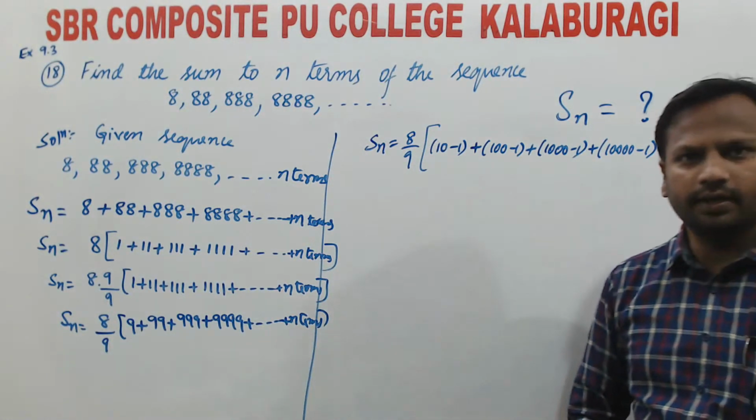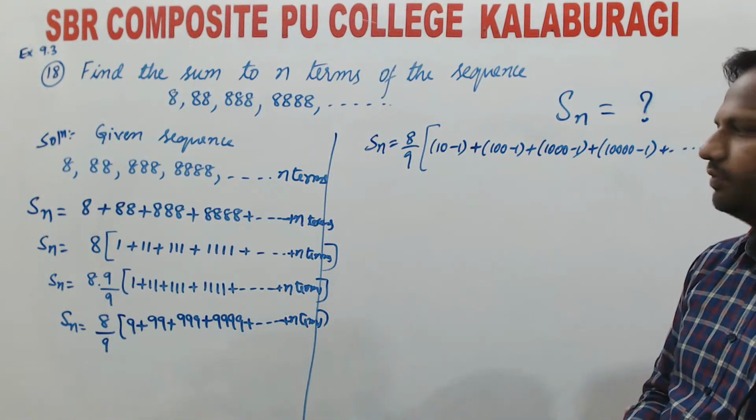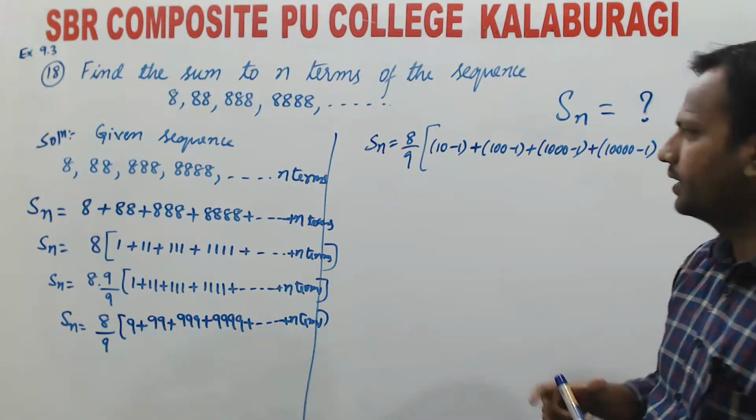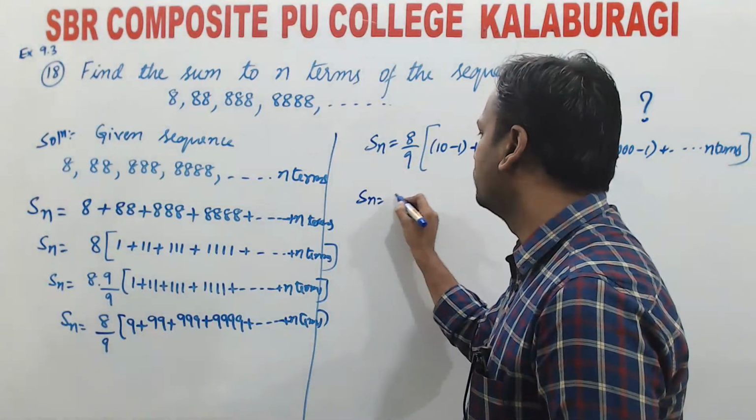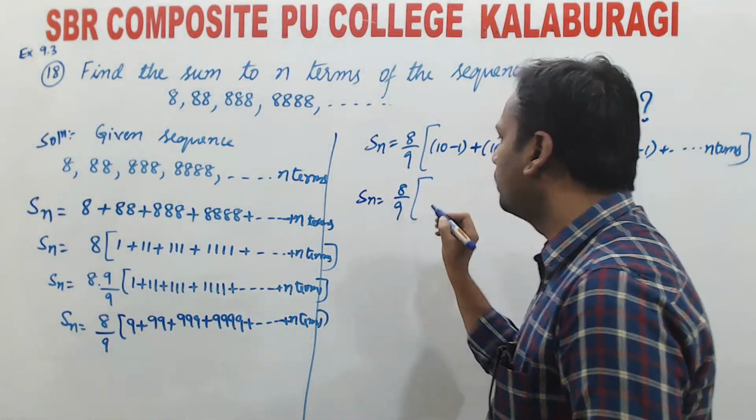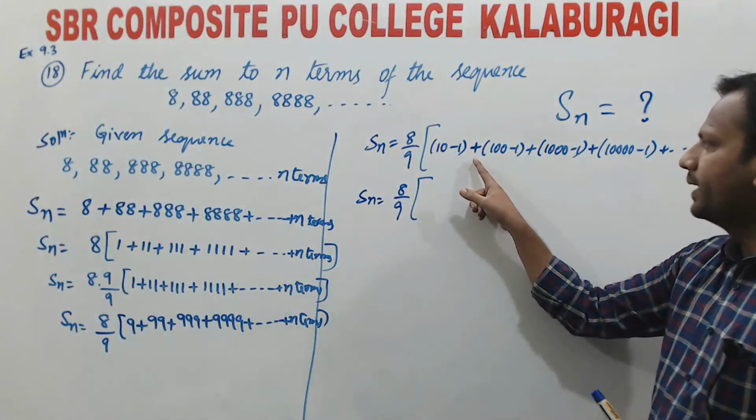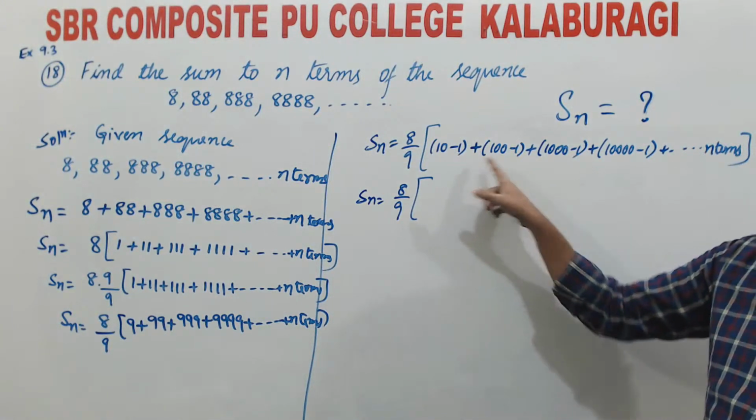So on up to n terms. Now we see, students, we have made some adjustments here like this. So Sn is equal to 8 by 9. Now what I do, you will be getting the sum of the difference of the brackets here.